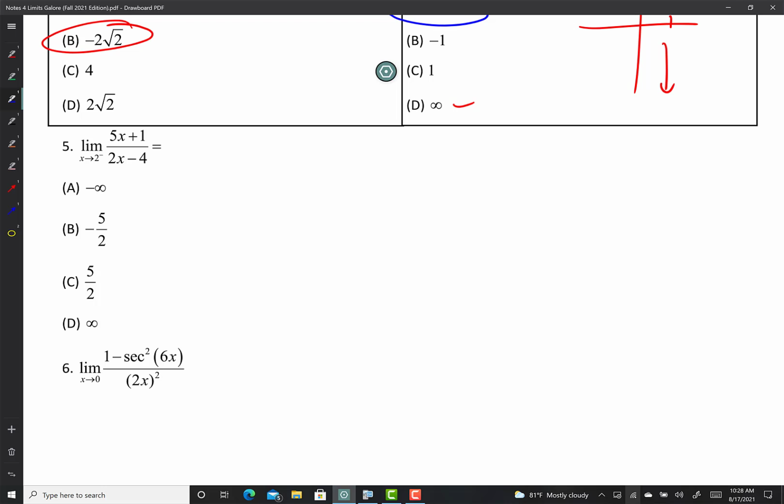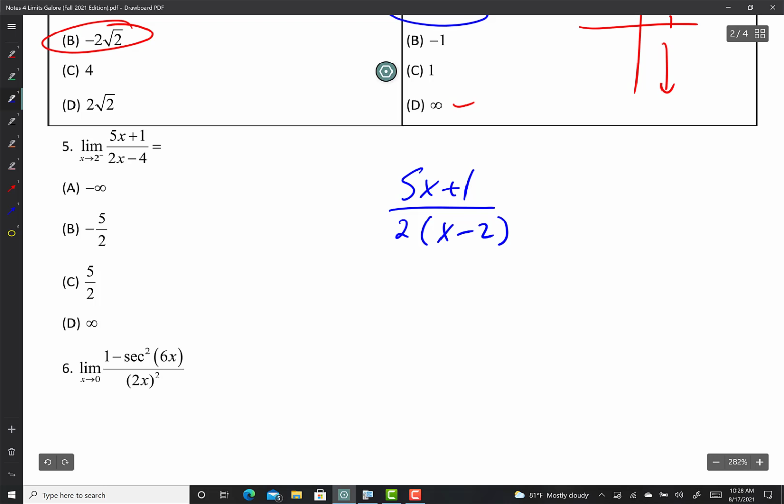So here's how, let's help you guys out. On the side, I'm going to write 5x plus 1. There's nothing we can do there. And I'm going to factor out a 2, and I'm going to write x minus 2. Are we okay so far? All right, now check this out. Ready, guys? So put your pencils down. Just focus. Just take this in. You guys ready?